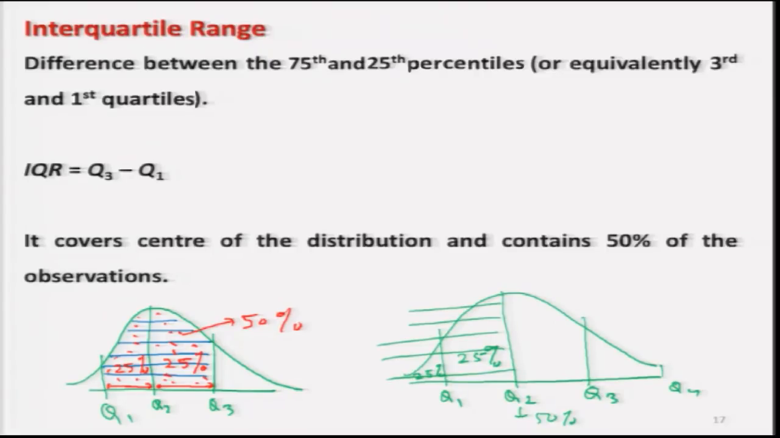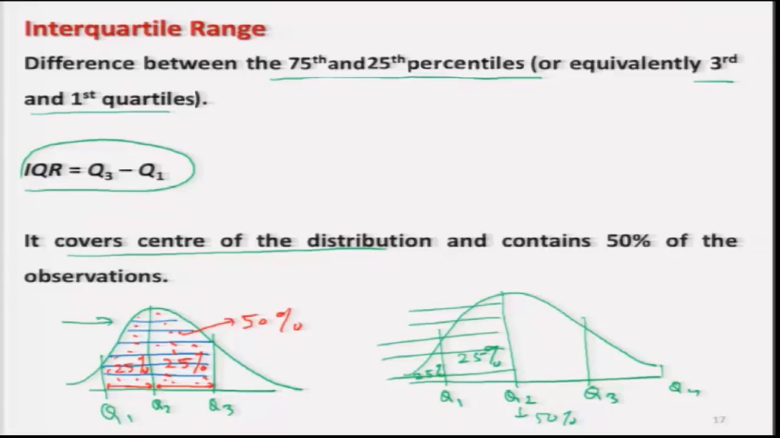So, the interquartile range is defined as the difference between the 75th and 25th percentiles, or equivalently the third and first quartile. This is denoted by IQR, which is equal to Q3 minus Q1. As I have shown you in this figure, the IQR or interquartile range covers the center of the distribution and contains 50% of the observations.